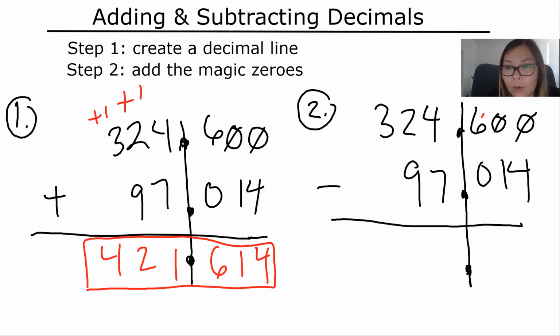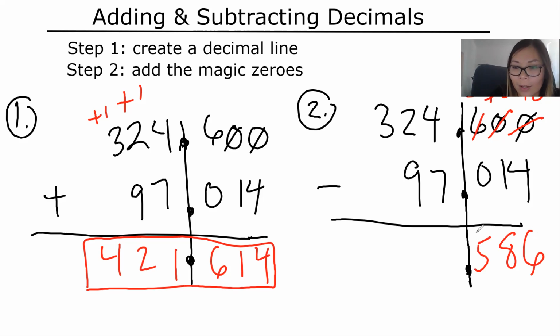So I'm gonna borrow, 6 turns into a 5. Okay, and I'm gonna add 10 to the 0, which makes 10. So now I can borrow for the other 0. So this 10, I'm gonna borrow 1 to make that a 9. And so this will turn into a 10. Right, so now we can easily subtract. 10 minus 4 is 6. 9 minus 1 is 8. 5 minus 0 is 5.